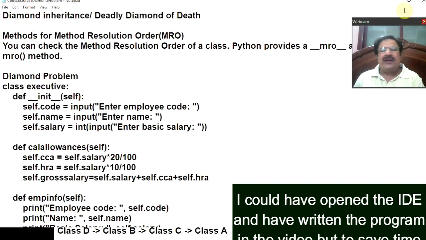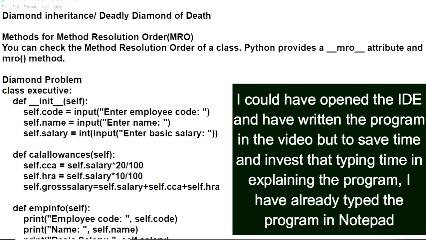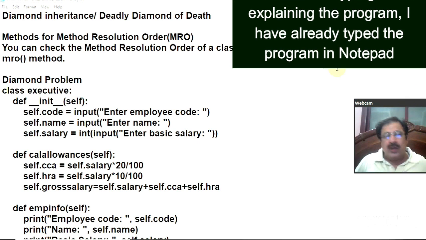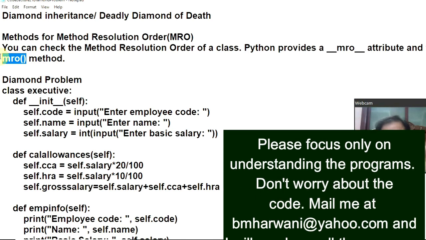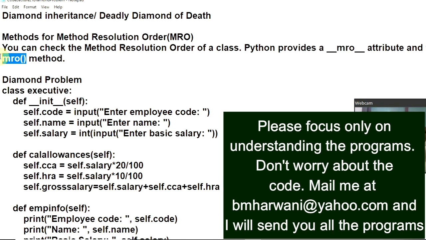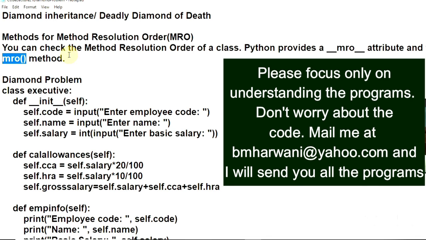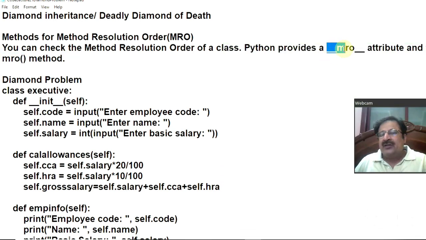I must tell you that in order to know the MRO of a class, that is the order that it follows while searching for a method, there are two things. One is the mro method. If you invoke the mro method on a class, it will show the sequence of searching the classes for any desired method or attribute. And secondly, you can display the __mro__ attribute. There are two underscores on the left and right of this attribute. Okay. Now let us come to the program.